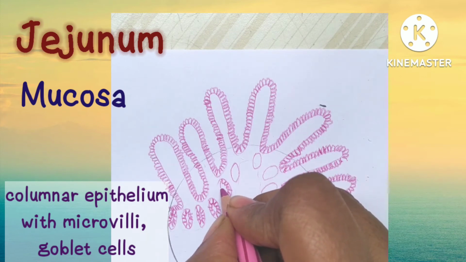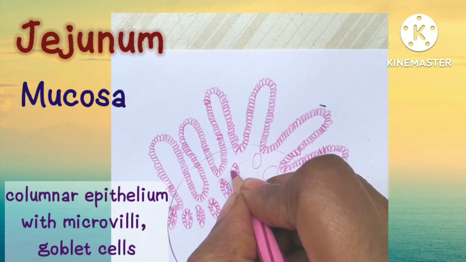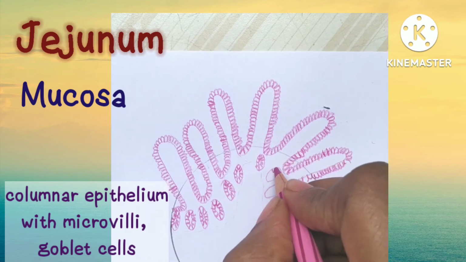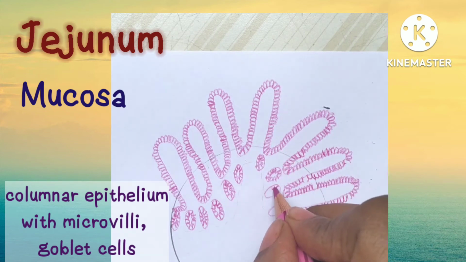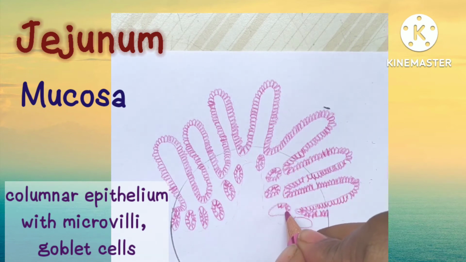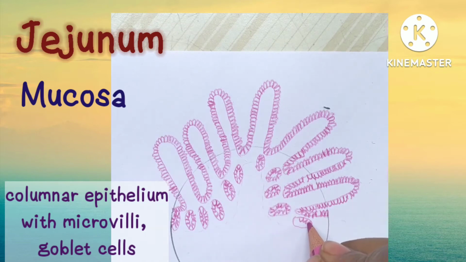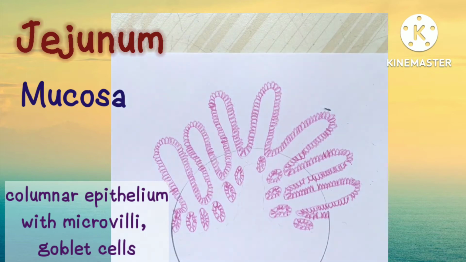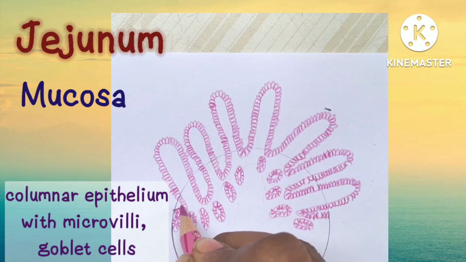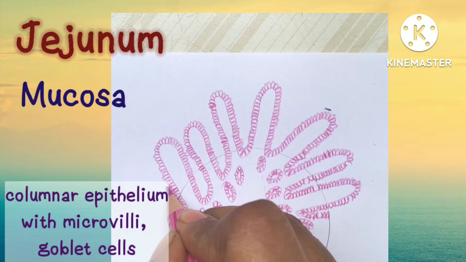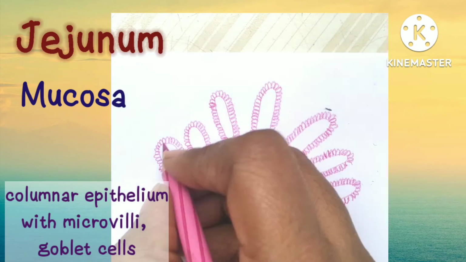The crypts also contain the columnar epithelium. The microvilli you have to show.